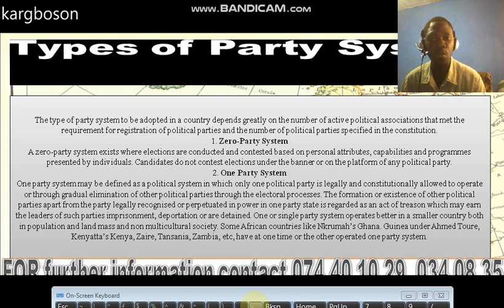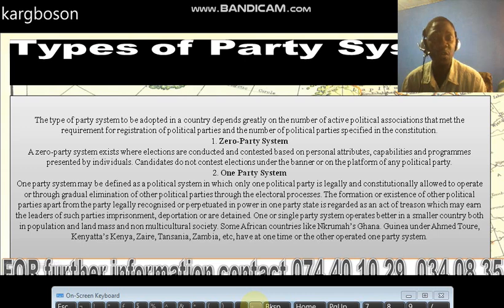and non-multicultural societies. Some African countries, like Ghana under Kwame Nkrumah, Guinea under Ahmed Sekou Toure, and of course Kenyatta of Kenya, Zaire, Tanzania, Zambia, and Sierra Leone under Siaka Stevens, have at one time or the other operated a one-party system. So in fact, the one-party system only encourages the existence of one political party.